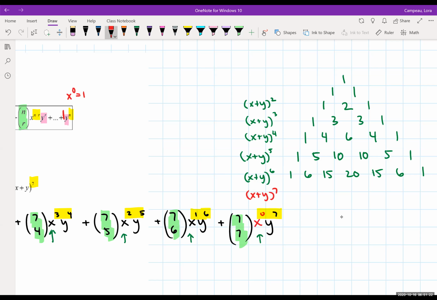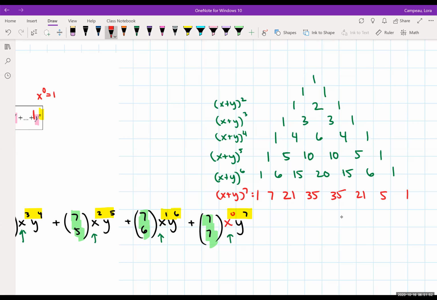I'll write this in red so it stands out. So we have the 1. Okay, 1 plus 6 is 7. 6 plus 15 gives us 21. 15 plus 20 gives us 35. We have another 20 plus 15, so we have another 35. 15 plus 6, we have 21. 6 plus 1 is 7, and we have a 1 at the end. So here we are. A relatively quick way to figure out those coefficients.